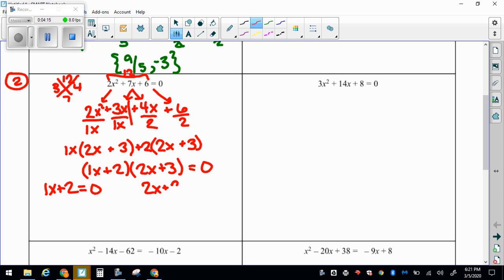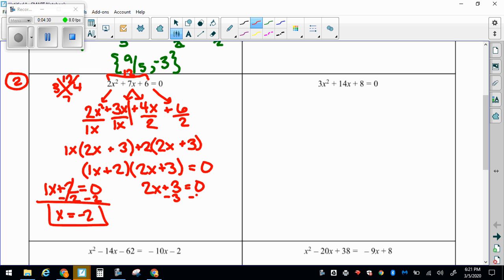2x plus 3 equals 0. And then we're going to solve. Minus 2 from both sides. I'm going to pretend the 1 isn't there because you are allowed to do that. X equals negative 2 is my answer on this side.